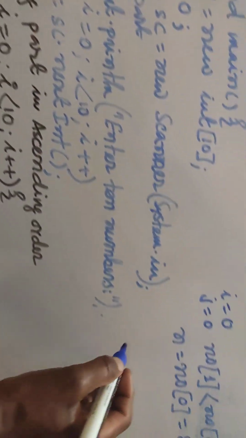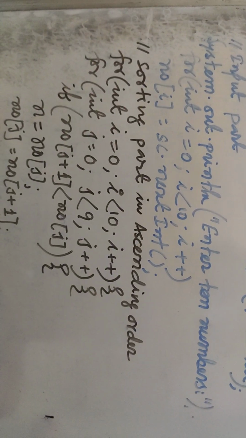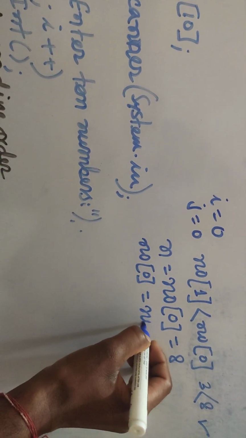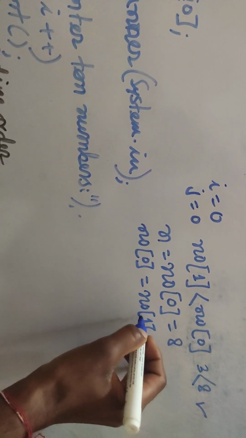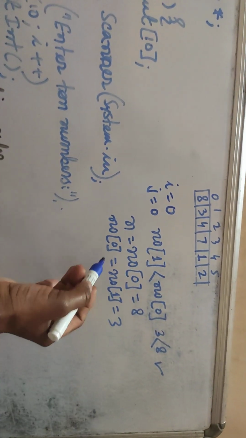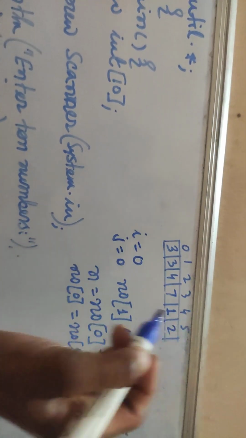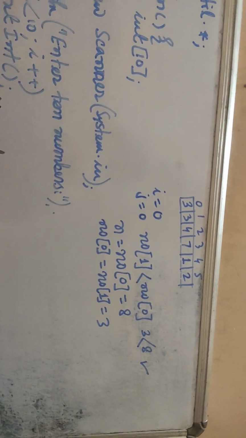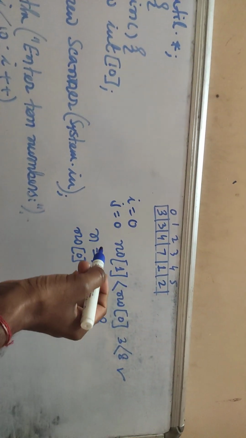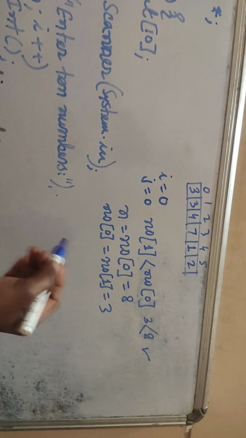Now in number of j, number of zero locations, which value are you placing? Number of j plus 1. Number of j plus 1 means 1. In one location, which value is that? 3. So now 3 will pass in 0 location. Now 3 will come here. And 8 we have already taken in the third variable n.